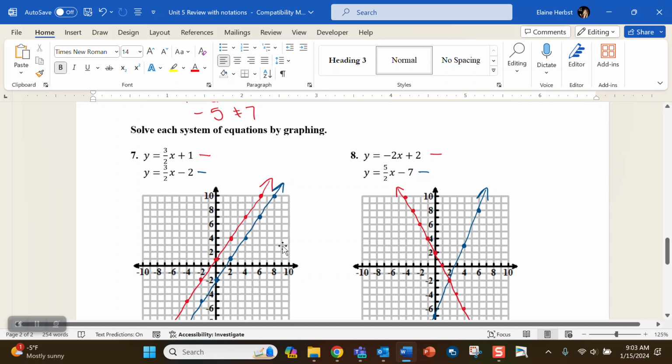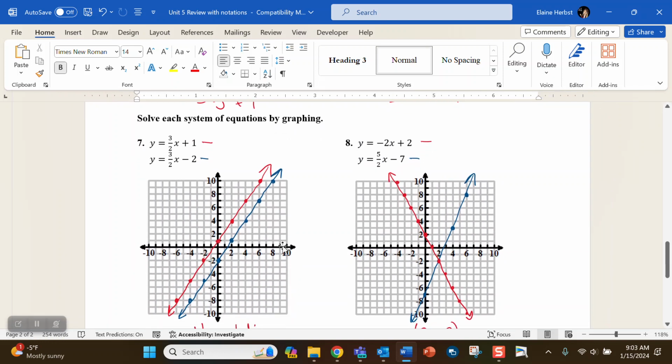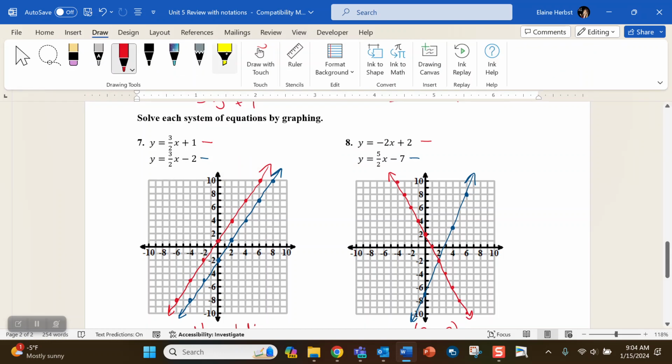I have both 7 and 8 graphed. Again, the first line is in red and the second line is in blue. You'll notice in question 7, starting the red line at +1 and the blue line at -2, both lines have the same slope. Oops, just trying to highlight with my draw pen. So both of these lines have the same slope.